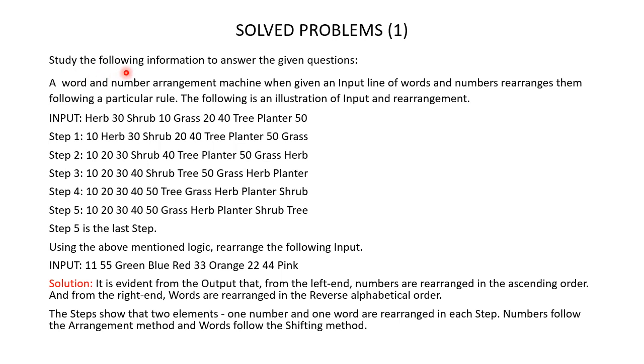Study the following information to answer the given questions. A word and number arrangement machine, when given an input line of words and numbers, rearranges them following a particular rule. The following is an illustration of input and rearrangement. So here you are given an input which consists of both words and numbers. Then you are given 5 steps, and step 5 is the last step. Using the above mentioned logic, rearrange the following input. So here you are given another input consisting of both words and numbers.